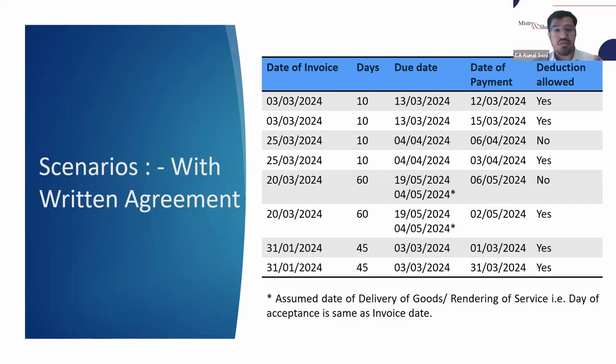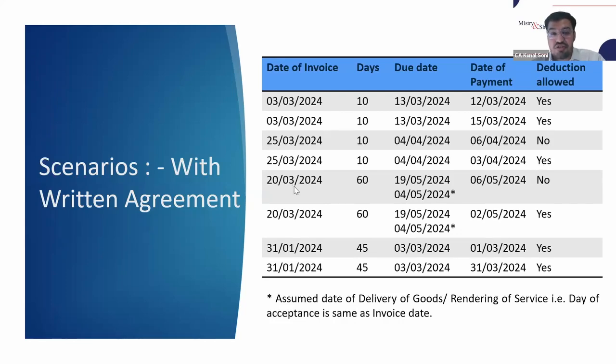Considering the other scenario, where the date of invoice was 25th March, the due date is 4th April, and actual payment was made on 6th April. In this particular case, the deduction won't be allowed. Again, with the 25th March invoice and a due date of 4th April, if you made payment on 3rd April, then in that case it would be allowed.